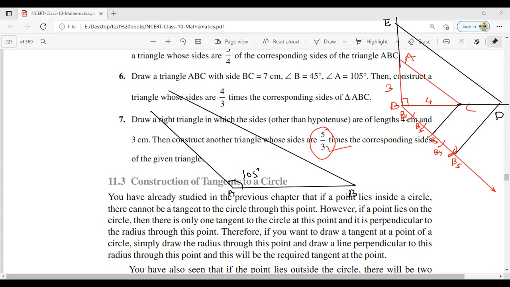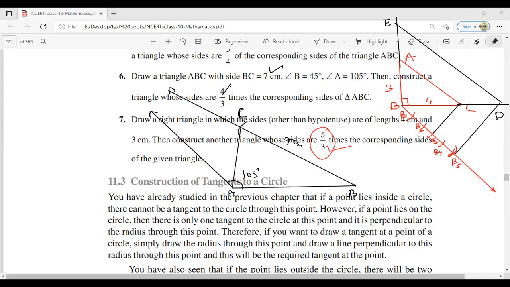You have to draw these two rays. After that you have given BC. This side is how much? BC is 7 centimeters. So from B to C you will cut 7 centimeters. One point C, that is at a distance of 7 centimeters, and then join A to B. This will be your required triangle. Okay. Now you have given the ratio. We are doing this one.